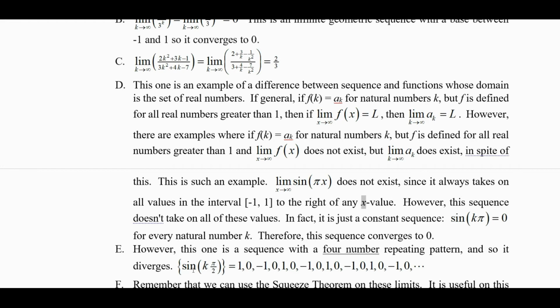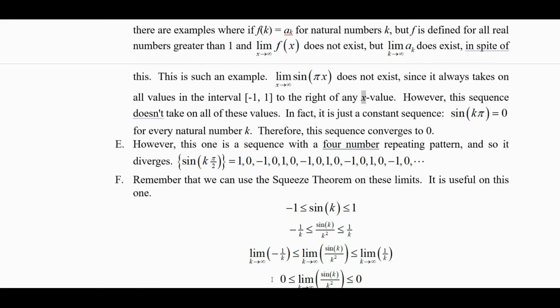Now the next one, when you do sine of k times pi over 2, you actually get a 4-number repeating pattern. When k is 1, sine of pi over 2 is 1. K is 2, that's the sine of pi, which is 0. K is 3, that's the sine of 3 pi over 2, which is -1. And k is 4, that's the sine of 2 pi, which is 0. And then the whole thing repeats over and over again. So this is a 4-number repeating pattern that continues on forever, and certainly that has no limit.